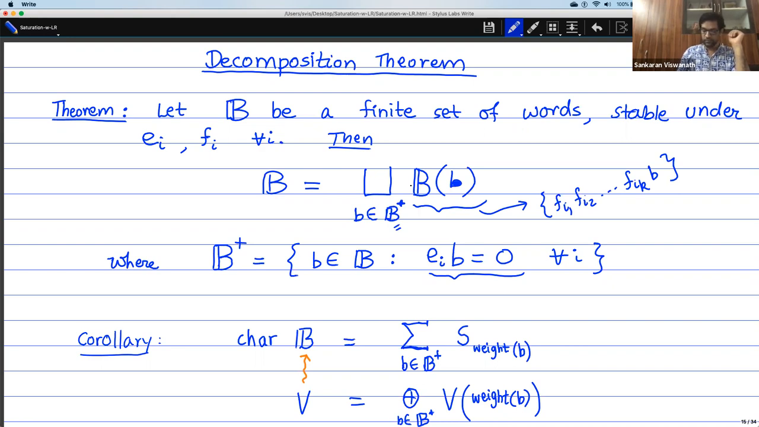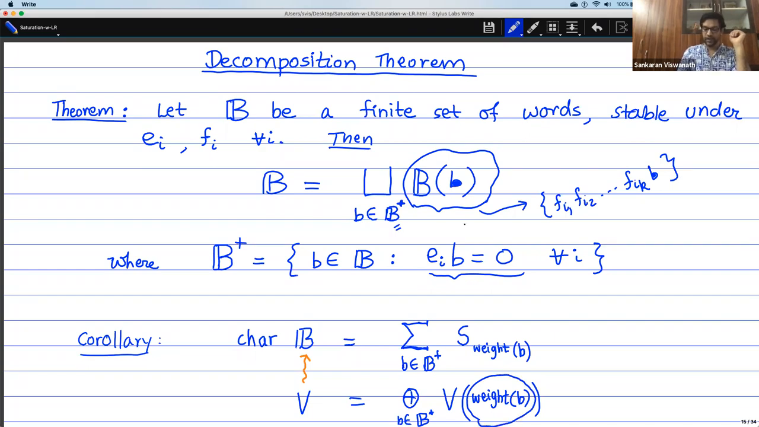And as a consequence, the character of B, so now each of these is, remember, a combinatorial model for an irreducible representation. Okay. And what representation is this? Well, if I have a b like this, I just look at its weight. I see what the weight of that b is, and that will tell me what my lambda is. That's my highest weight. Okay.